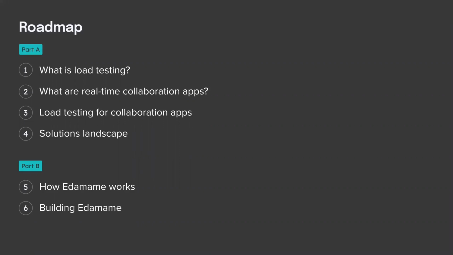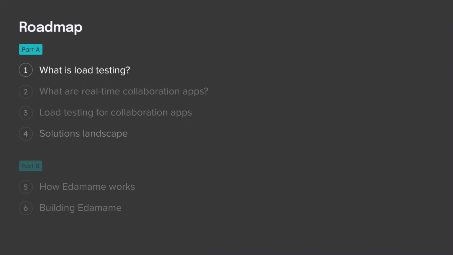Then in part B, we'll outline our solution. So we'll first walk through the high-level architecture of how Edamame is set up so that you can get a bird's eye view of how Edamame works. And then finally, we'll talk about actually building Edamame and the specific challenges that we faced and how we solve these challenges with our architecture. So I'm now going to hand it off to Rachel, who will kick off part A by explaining what load testing is.